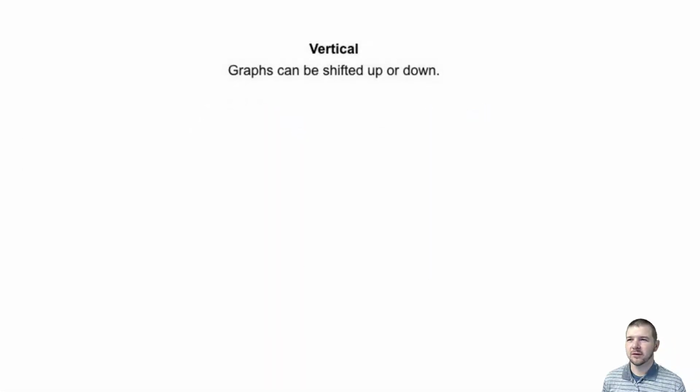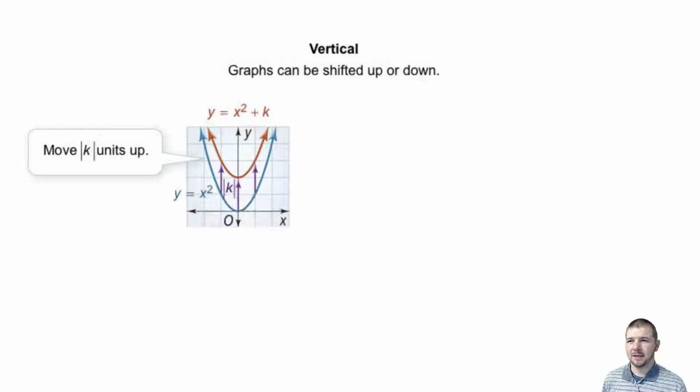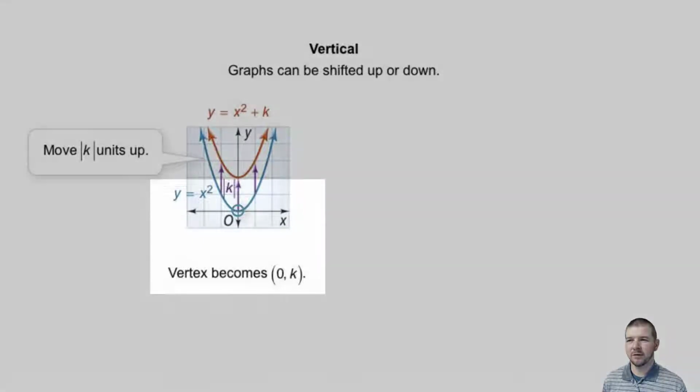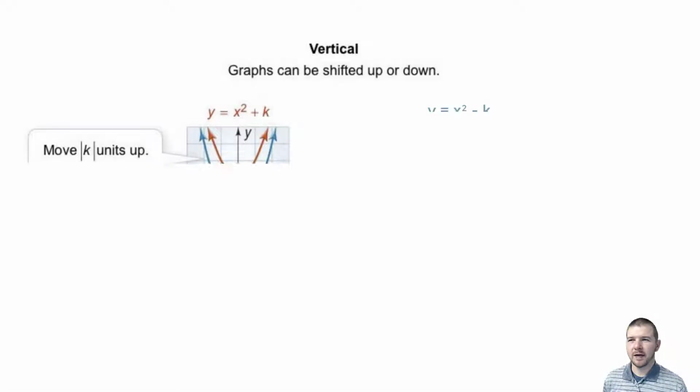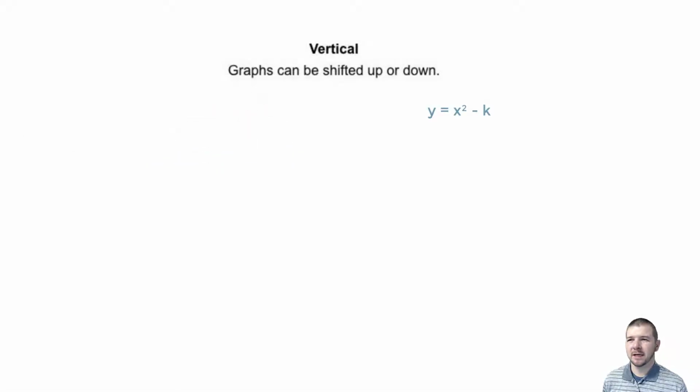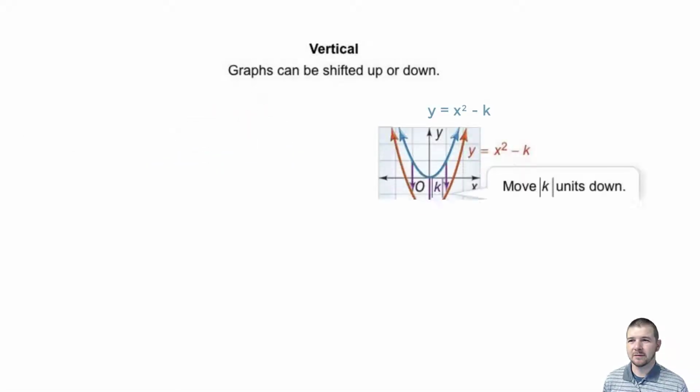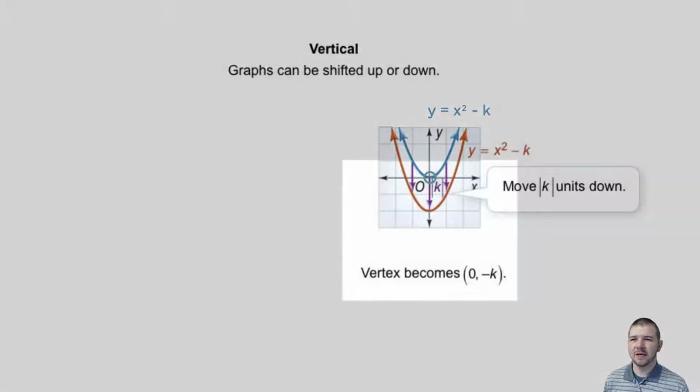Vertical shift. Graphs can also be shifted up or down. In this case, we have y equals x squared plus k, and as shown in the graph, we move the absolute value of k units upward. The vertex, instead of the origin, now becomes the ordered pair 0 comma k. On the right, if we have y equals x squared minus k, well, the graph moves the absolute value of k units down, and the vertex, rather than being the origin, becomes the ordered pair 0 comma negative k.